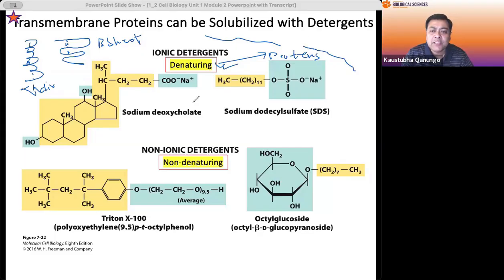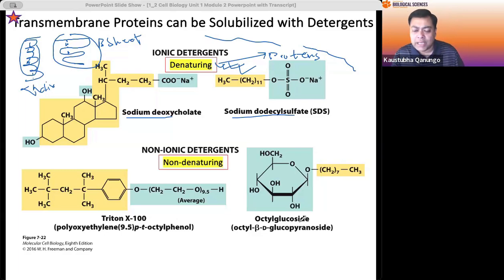And if the purpose is that you only want to extract the protein from a membrane, and you do not need the native functional structure, you can use this method. Why do you use this method? Because these are cheap, and if you have a bulk extraction, this is actually cost effective. That's basically the purpose.